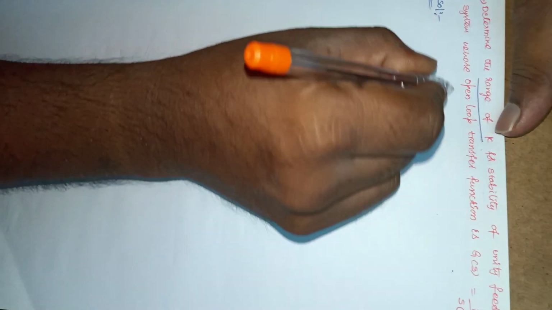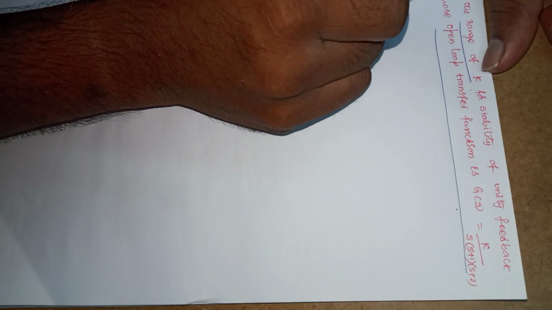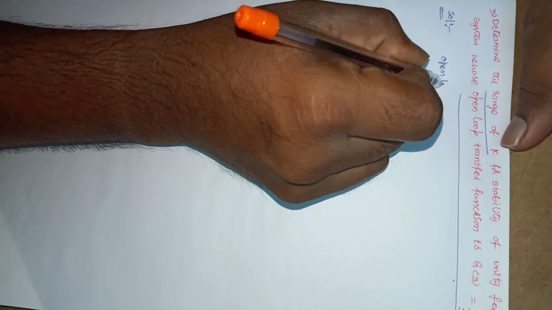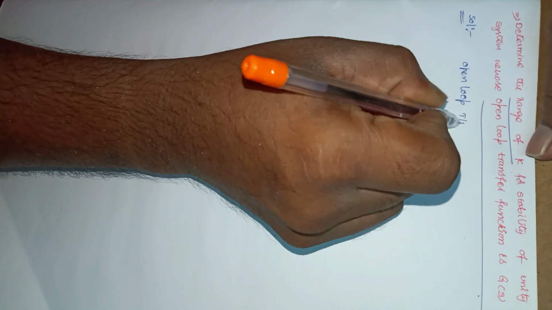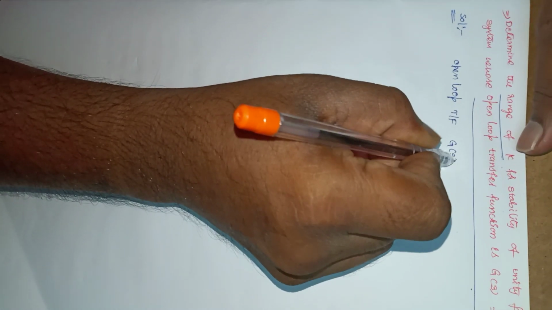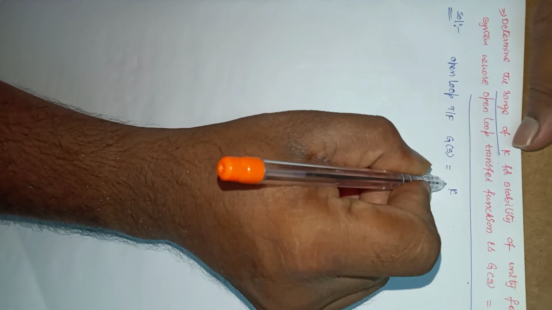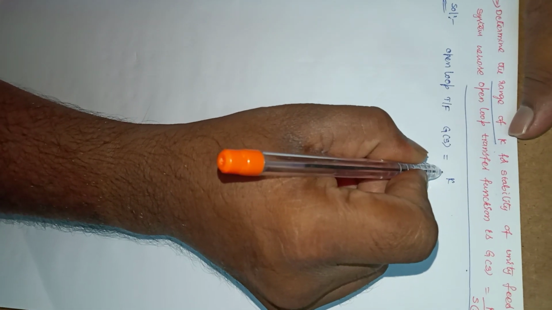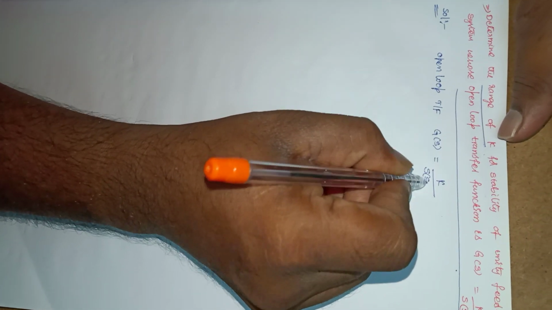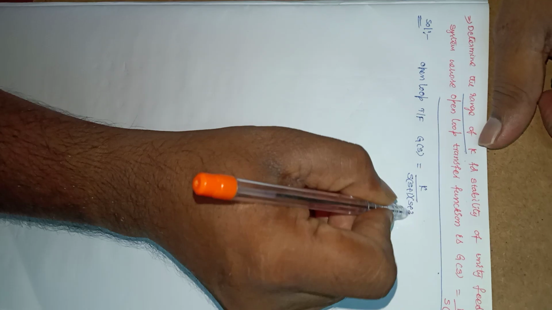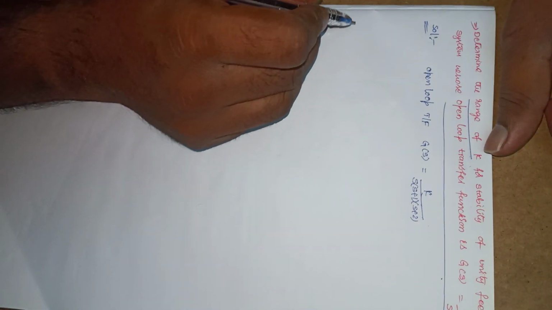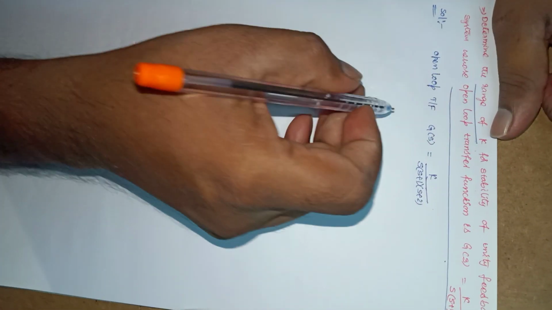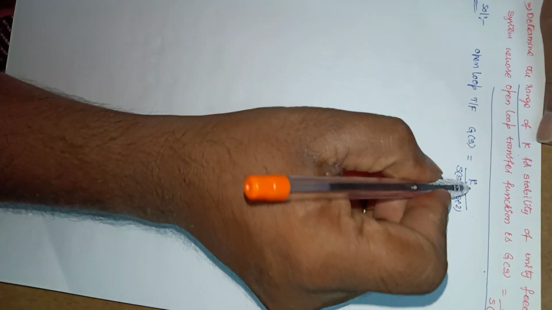So this is the open loop transfer function. Just you write the open loop transfer function. Open loop transfer function here is G(s) into H(s), that is s into (s plus 1) into (s plus 2). So this is the open loop transfer function. For this I need to find the range of K.